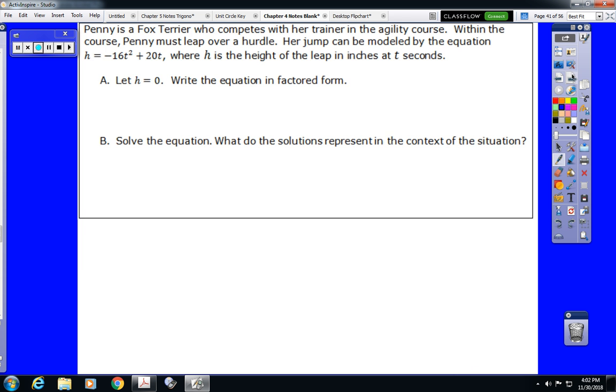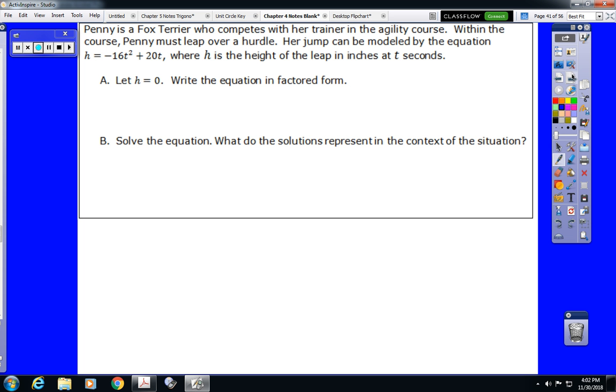Okay, so here's a word problem that deals with greatest common factor. It says, Penny is a fox terrier who competes with her trainer in the agility course. Within the course, Penny must leap over a hurdle. Her jump can be modeled by the equation h equals negative 16t squared plus 20t, where h is the height of the leap in inches at t seconds.